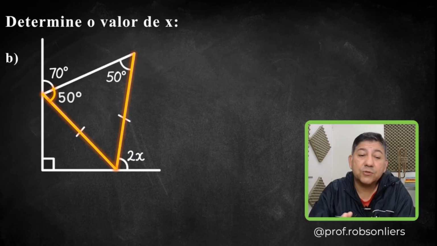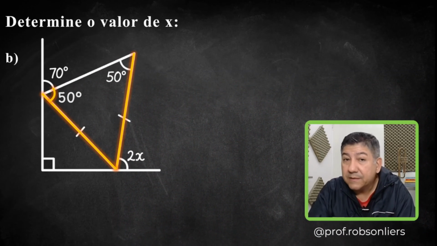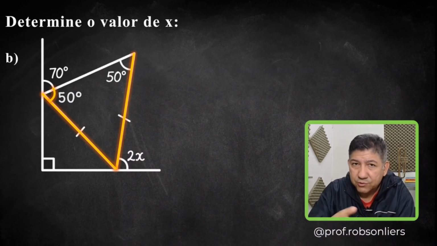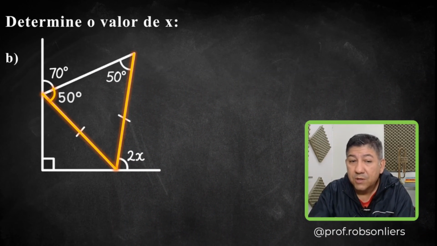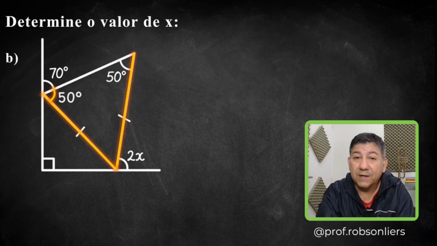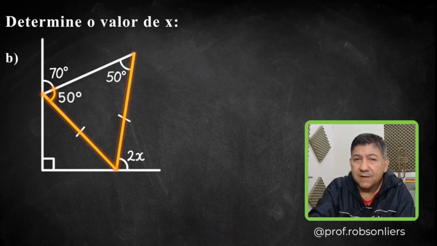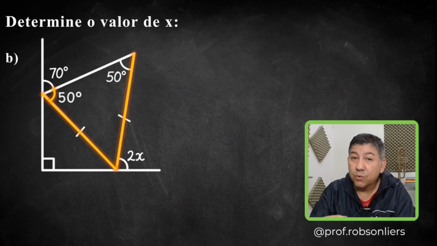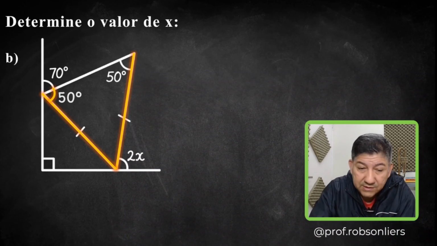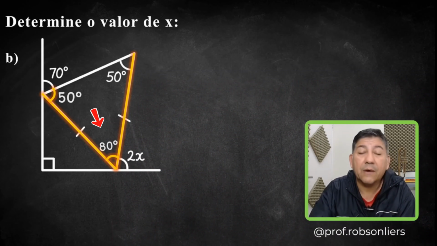Well, if these two base angles are both 50 degrees, and we've already learned that the sum of the internal angles of a triangle is 180 degrees, since we already have 50 plus 50, that's 100 degrees, and to reach 180 degrees, we don't even need to do the math, right? It's missing 80 degrees. So what do we conclude? That the other angle of the triangle, this angle right here, is 80 degrees.